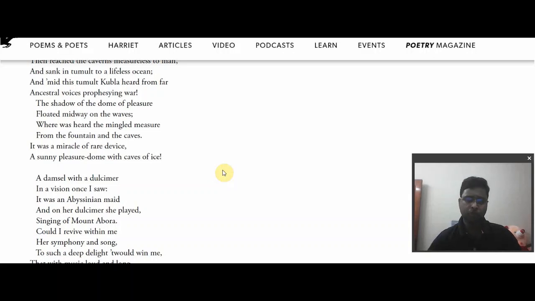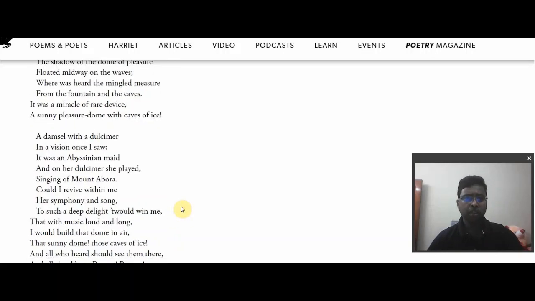And through secondary poetic imagination, as Coleridge himself distinguishes between primary imagination and secondary imagination in his theoretical discussions in many places, including Biographia Literaria, he claims that the secondary imagination or human art could create a miracle of rare device, just like a sunny pleasure dome with caves of ice. Now, we don't know whether in reality it could be possible, but it could be possible in art, it could be possible in vision. That's why he takes us again into a vision. A damsel with a dulcimer in a vision once I saw.